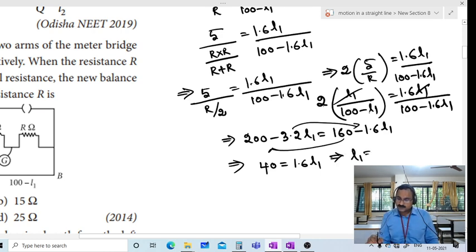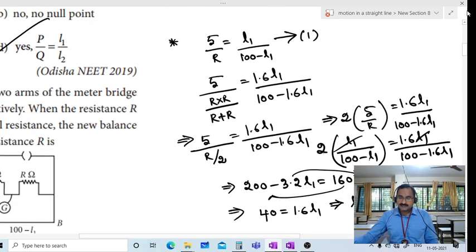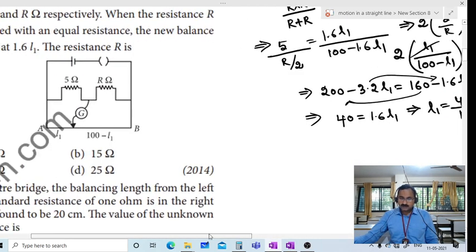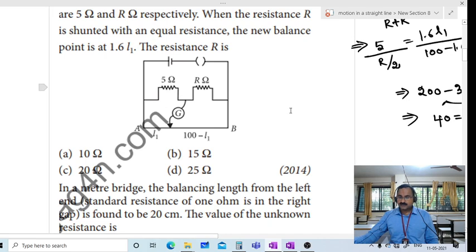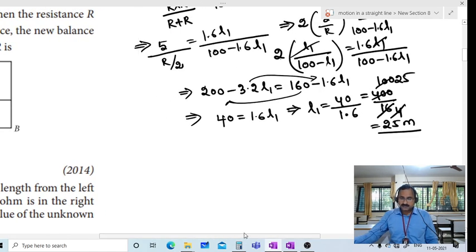Therefore, L1 is equal to 40 divided by 1.6, which means 400 by 16, which is 25. That is equal to how much you are getting? 25 meters we are getting. So the balancing length, how much you got there in that one? That is 25 meters. So that is the calculation to find the balancing length in that one.